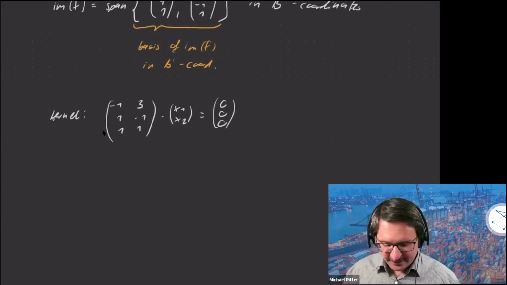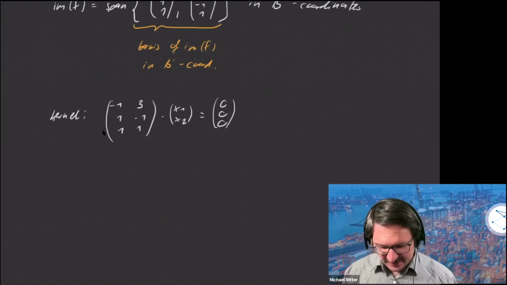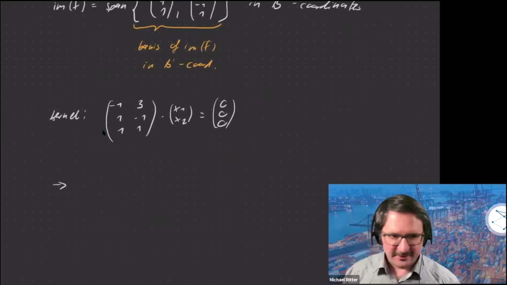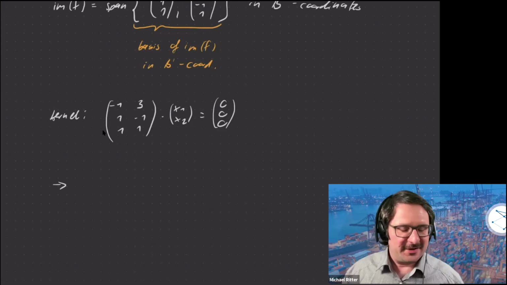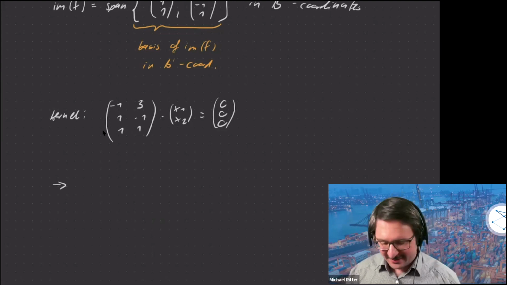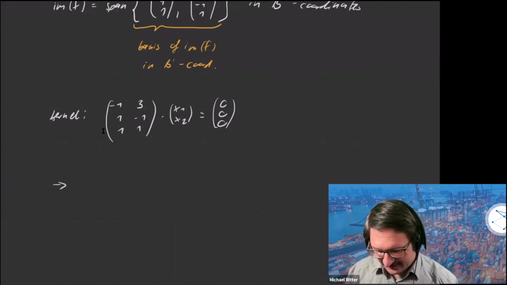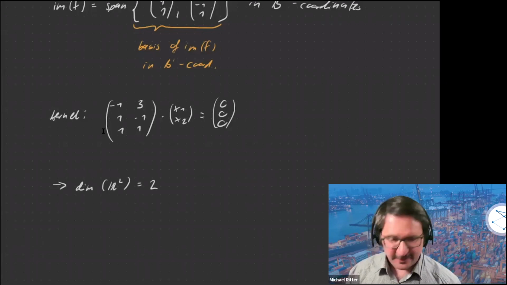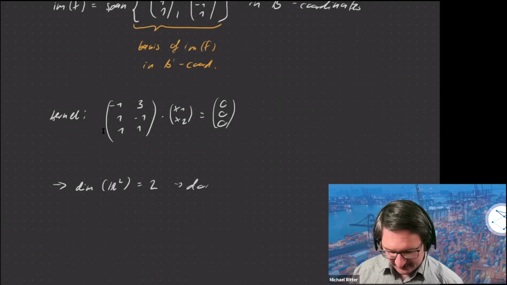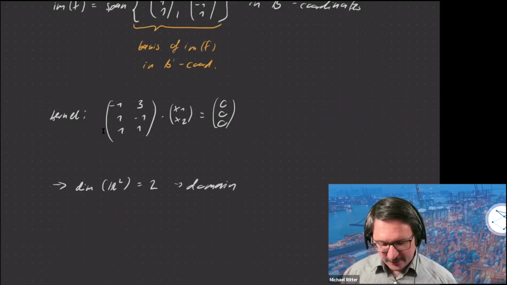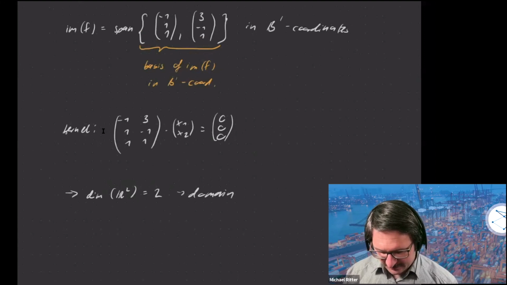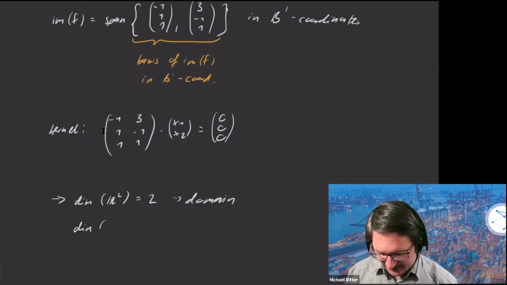And if I'm going to do that, I will immediately get the result either by just looking at it or by solving it or by invoking the Regularity Theorem once again. So in this case, the dimension of the domain is R2, the dimension of R2 is 2, so that's the domain. I already know the image. The dimension of the image is also 2.